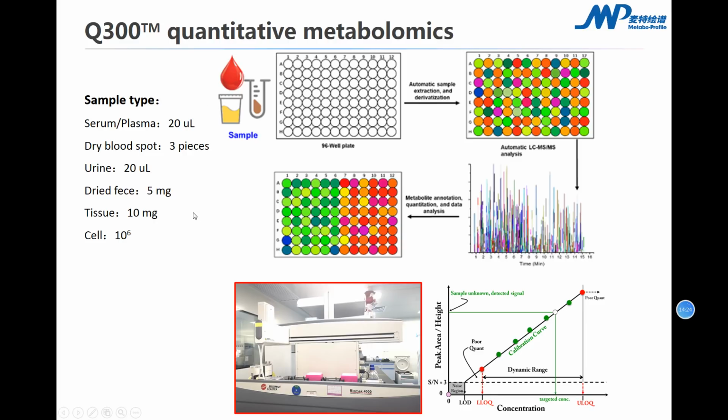Here we listed the minimum sample amount needed for different sample types. Because of the high sensitivity, we only need a small amount of sample. We need 20 microliters of serum, plasma or urine, 3 pieces of dried blood spots with 3 mm diameter, 5 mg of freeze-dried feces, 10 mg of tissue samples, or 1 million cells.